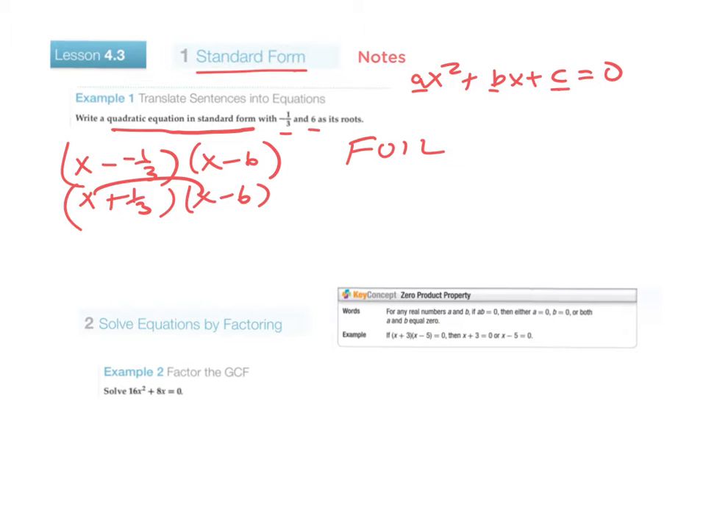x times x, so I get x squared. X times negative 6 is minus 6x. 1/3 times x is 1/3 x. And then 1/3 times negative 6 would be a minus 2.